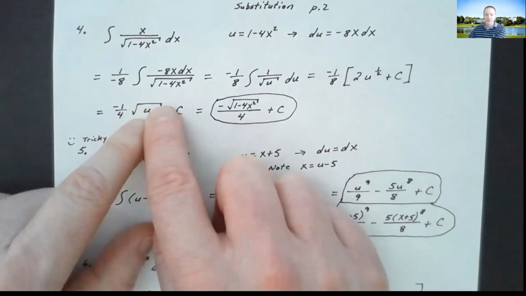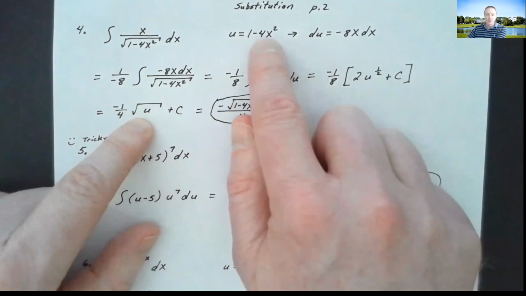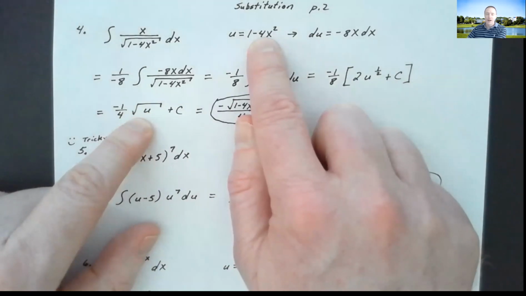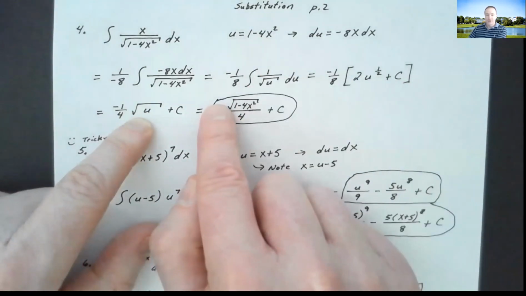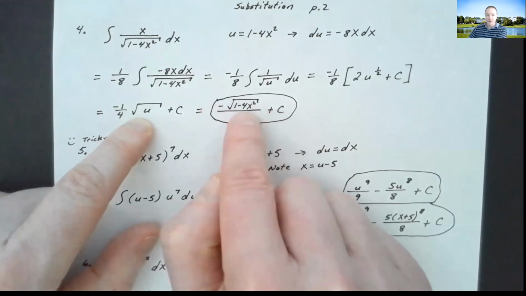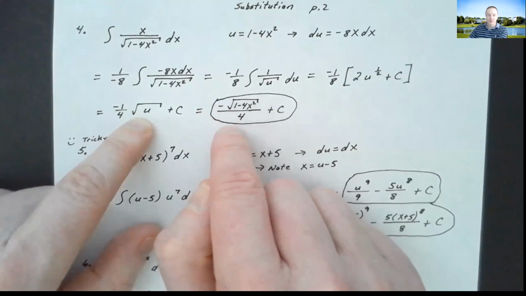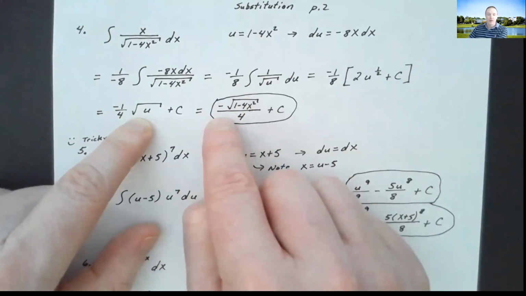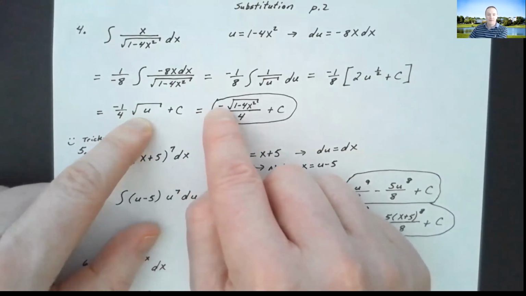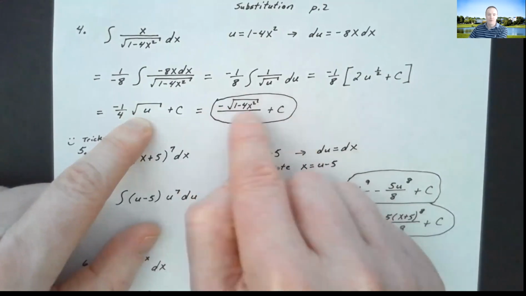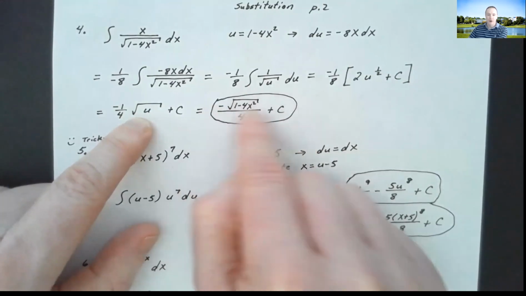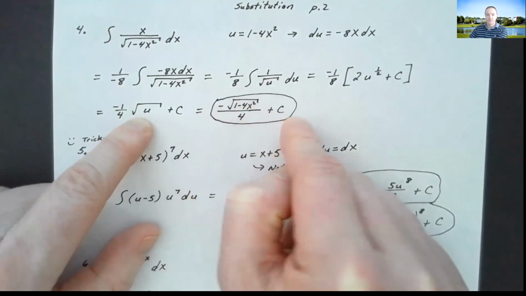And then when I substitute back in for u, I say, well, u is this group right here. The way I chose to write my answer, I think it looks better to have the 4 in the denominator. I'm not really a fan of putting fractions in front of roots, but you can. But I would rather say this is the negative root of 1 minus 4x squared, all divided by 4, and then plus your constant of integration.